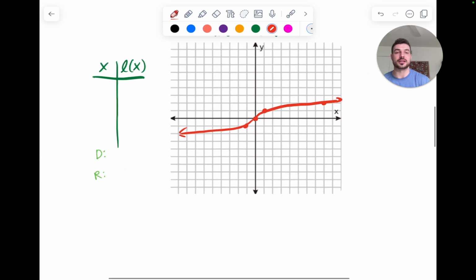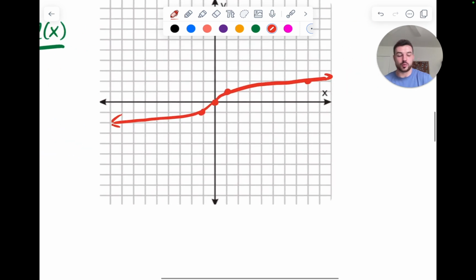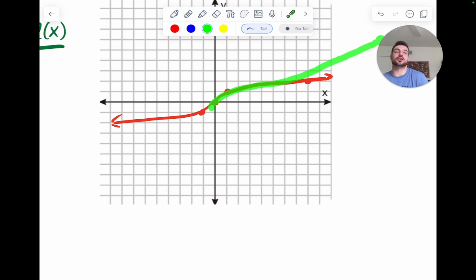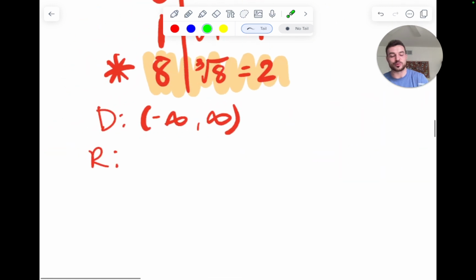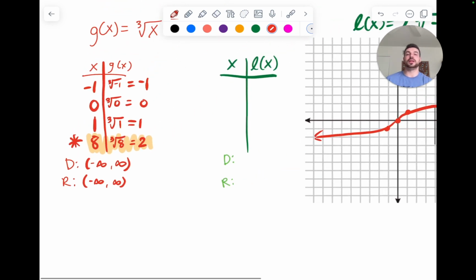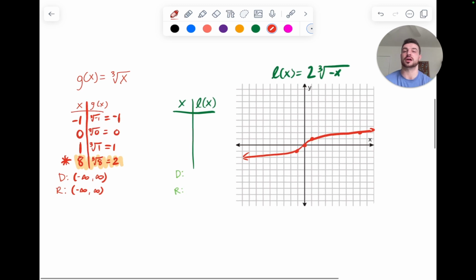Now, our range is going to work the same way. We are moving to the right in this direction, but we're also going up. So although it might not look like that, it's going to continue to move up to the right and continue to move down to the left without anything really stopping it. So our range is going to be -infinity to infinity as well. And that is the parent function of a cube root.